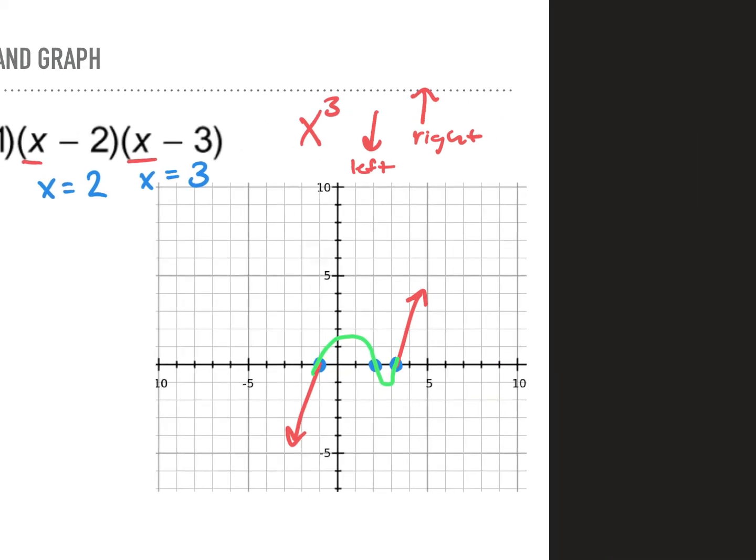Okay, I'm going to do one more example on the side over here, so if you want to write it down. Okay, so we have y is equal to x times -x plus 3 times x plus 6. We're going to have to graph it.